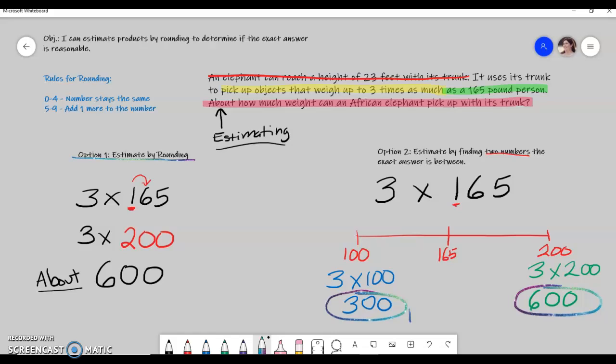So it would be between 300 and 600. Depending on how the question is asking you to estimate, sometimes they let you choose your own way. But if the GoMath says estimate by finding two numbers the exact answer is between, then it's going to look for two answers. But if it only asks you to estimate by rounding, then you're only going to be looking for one answer. So I hope this helps, guys.